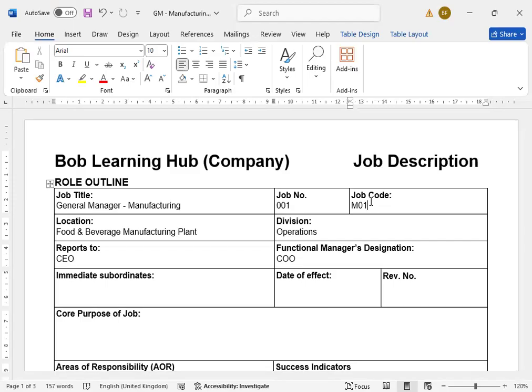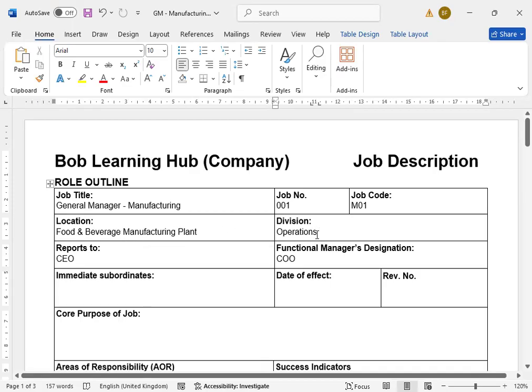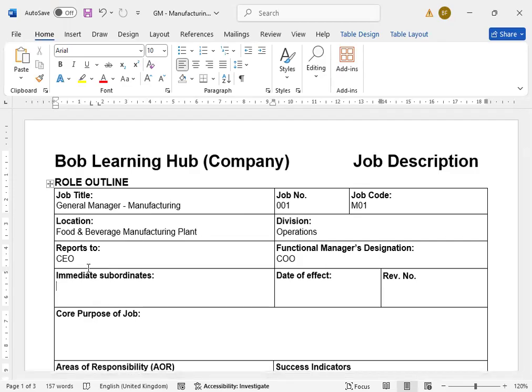Okay, so I suppose this job is located in a food and beverage manufacturing plant, and it belongs to the operations division, and the role reports to the CEO, the chief executive officer, and the functional manager for this position is COO, chief operating officer. Okay, and as for the immediate subordinates, there are several managers who are reporting to this role. One of them is a manufacturing manager. So I'm gonna type it now.